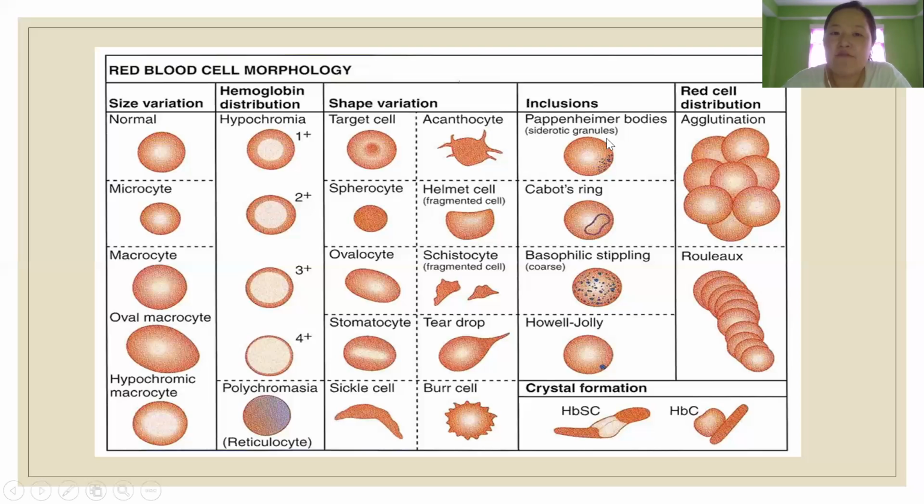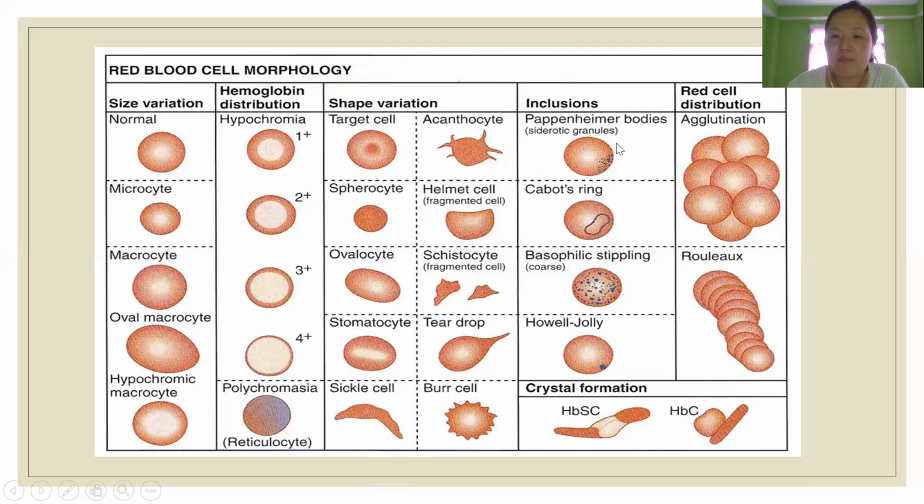Okay, similarly in shape variations, if you see a target cell, what happens in a target cell, instead of having central pallor, the center is very dark like a target, it looks like a dart target. Okay, spherocytes, no central pallor at all. Ovalocyte, oval in shape. Stomatocytes you are seeing, the central pallor is elongated, pencil shaped. Sickle cell has a very prominent feature, they have pointed ends. Okay, these are acanthocytes, helmet cells, schistocytes, drop cells, bite cells. So these are the different shape variations.